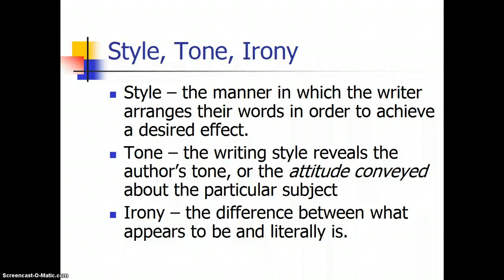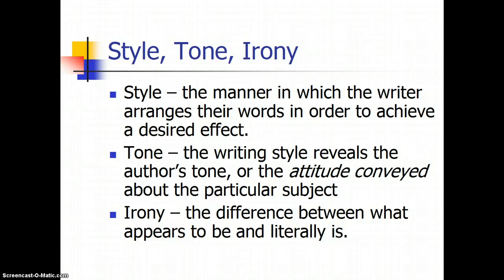Okay, and the last chunk of literary terms we're going to look at kind of go together, and that is style, tone, and irony. Style is the manner in which the writer writes, the way that they arrange their words in order to achieve this feeling or this desired effect. Is it sarcasm? Is it somber and serious, like this story? Is it humorous? What's their style of writing? Sometimes you'll see a style of very sophisticated, big words with a lot of dashes and hyphens and grammar, and it's a really complex style. Sometimes there's short sentences, very simple.